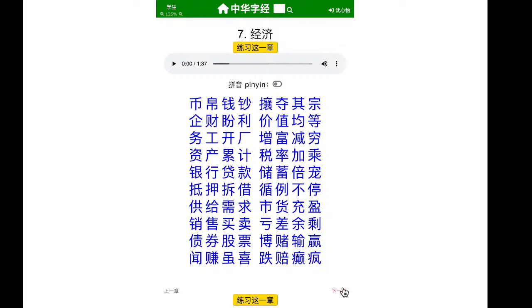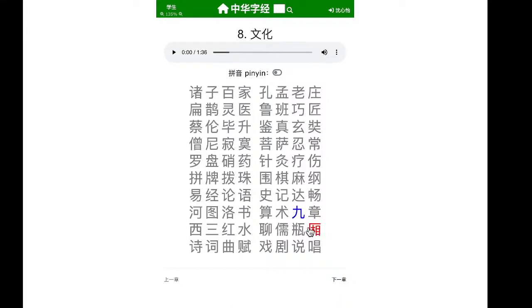That's the end of the chapter on the economy. And we move on to 文化. 文化 is culture.